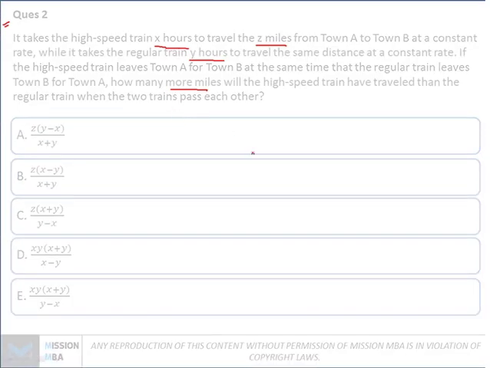So as told to you, note down the quantities given to you. We have time.